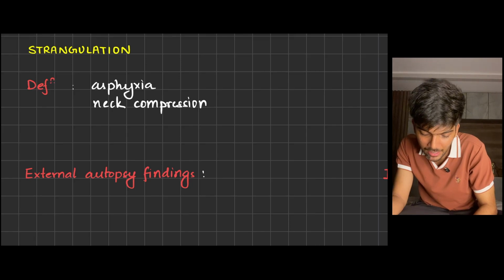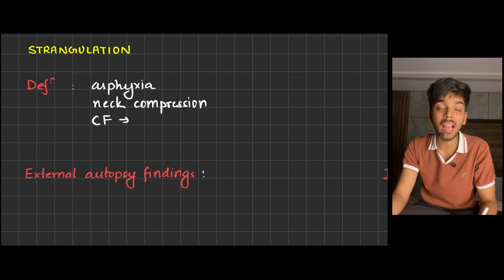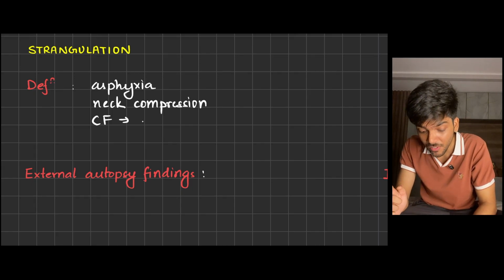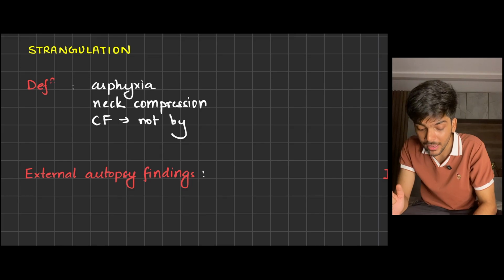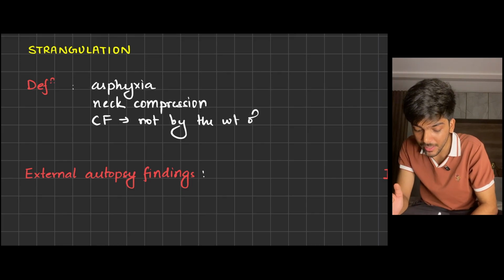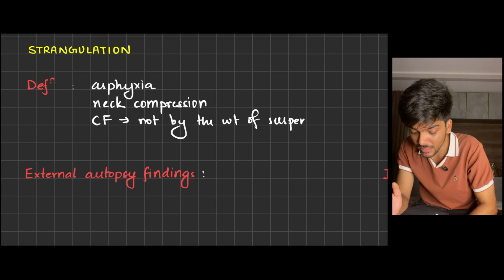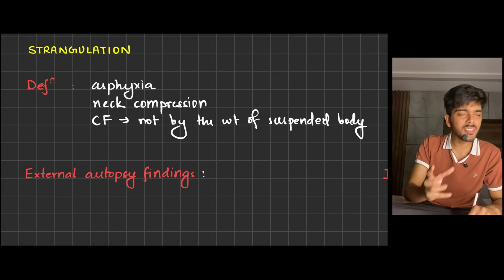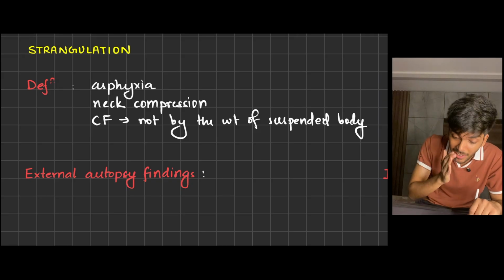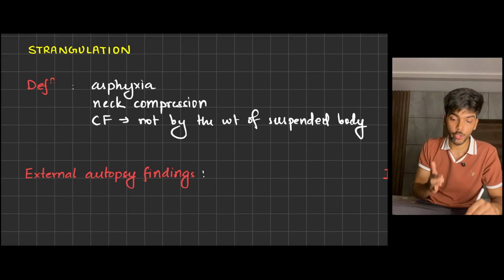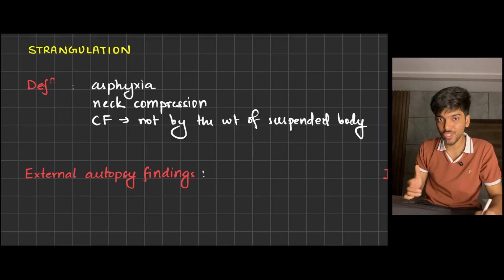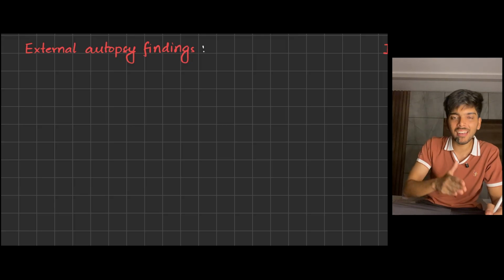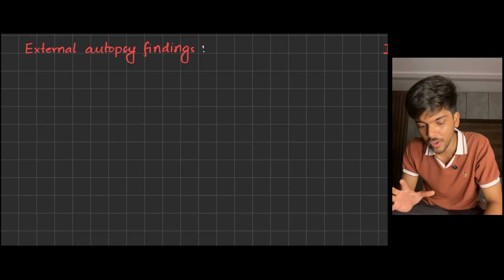But in hanging, the constricting force is applied by the weight of the hanging body. But in strangulation, the constricting force is not by the weight of the suspended body. That is, the constricting force is something else. And what is the constricting force then? Depending on the type of constricting force, you have strangulation of various types, which you'll learn about soon enough. But first, we are going to learn about the external and internal autopsy findings of strangulation.